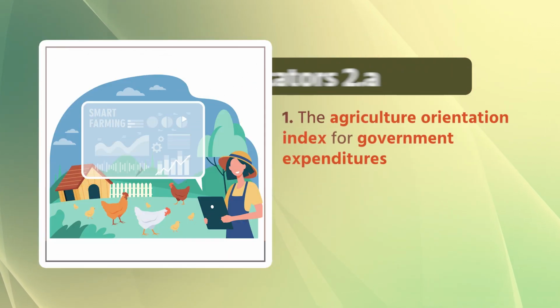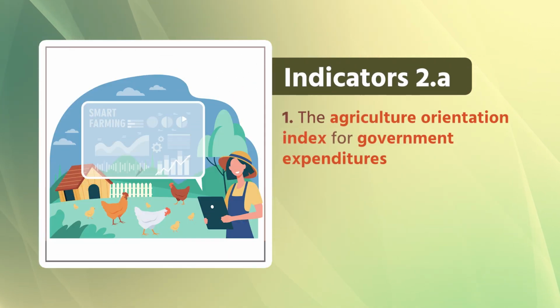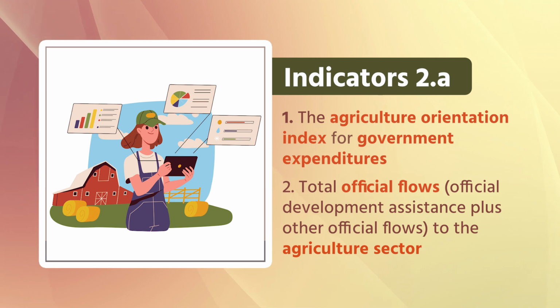For that, two indicators are there to look into this progress. One is the agriculture orientation index for government expenditure. Second is the total official flows, official development assistance plus other official flows, to the agricultural sector. What is the agriculture orientation index? The agriculture orientation index for government expenditure is defined as the agricultural share of government expenditure divided by the agricultural share of GDP, where agriculture refers to the agriculture, forestry, fishing, and hunting sector.